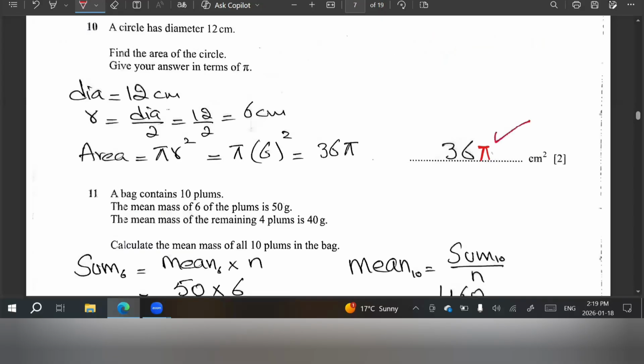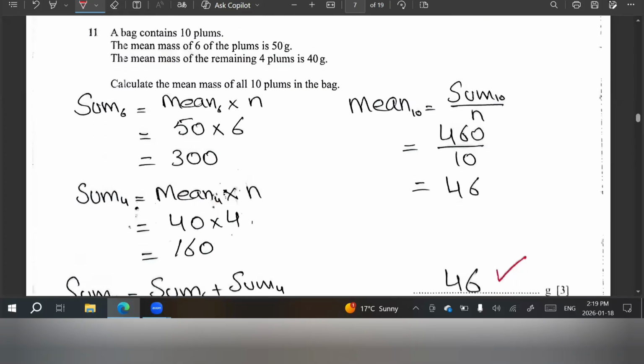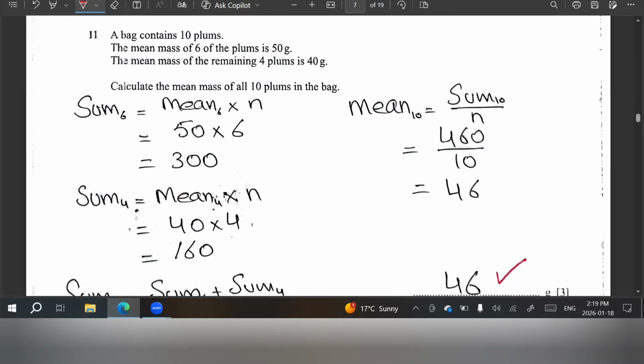Okay, so let me show you. First of all, I will find the sum of the 6, because the mean is given. The sum of the 6 will be equal to the mean of the 6 multiplied by the number of observations. The mean is 50 and the number of observations is 6, so 50 multiplied by 6 is 300. Then we find the sum of the 4. The number of observations is 4 and the mean is 40. The sum of the 4 will be equal to the mean multiplied by the number of observations, so 40 multiplied by 4 is 160.